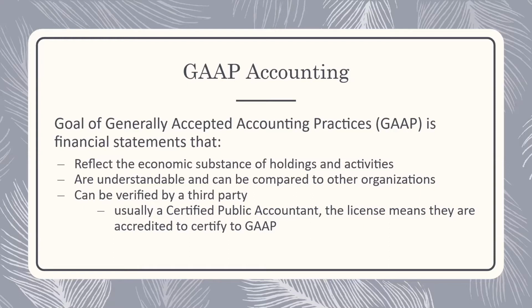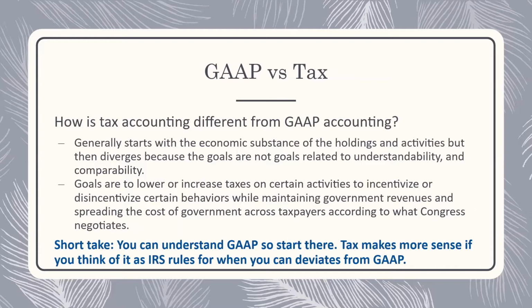Okay. The reason we start here is because it's intended to reflect reality. It's basically something you can understand. There are a million rules for all the special cases, but the simple stuff is understandable. Tax, not so much, right? Tax starts with GAAP. They start with economic reality, right? And then Congress dukes it out to decide what their crazy rules are going to be to incentivize certain things and disincentivize other things and generate revenues and spread the burden out in a way that, if not fair, is at least in accordance with what they in Congress decided was going to work, okay?